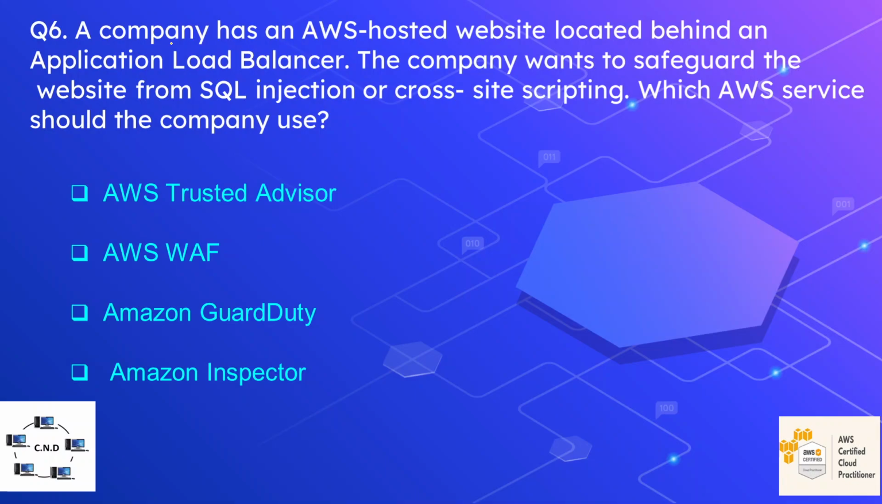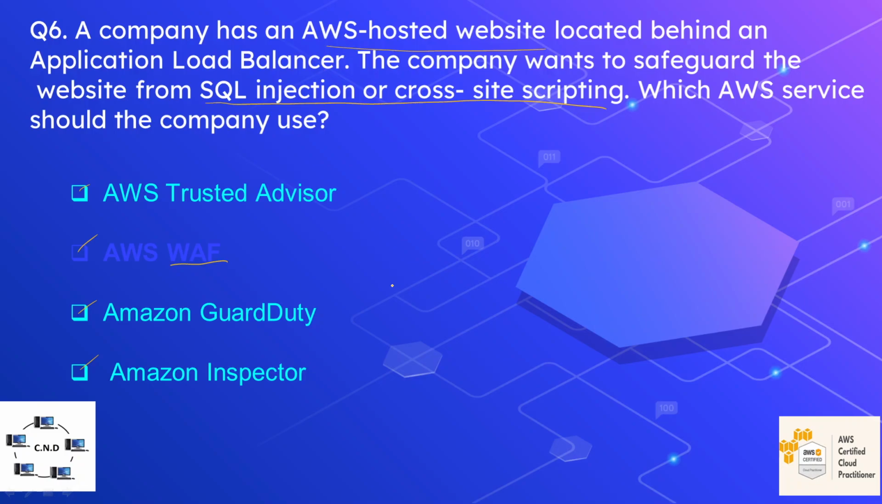So question number 6 is that a company has an AWS hosted website located behind an application load balancer. The company wants to safeguard the website from SQL injection or cross-site scripting. Which AWS service should the company use? And the options are: option A, AWS Trusted Advisor; option B, AWS WAF, Web Application Firewall; option C, Amazon GuardDuty; and option D, Amazon Inspector. And the correct option is AWS WAF, or AWS Web Application Firewall.